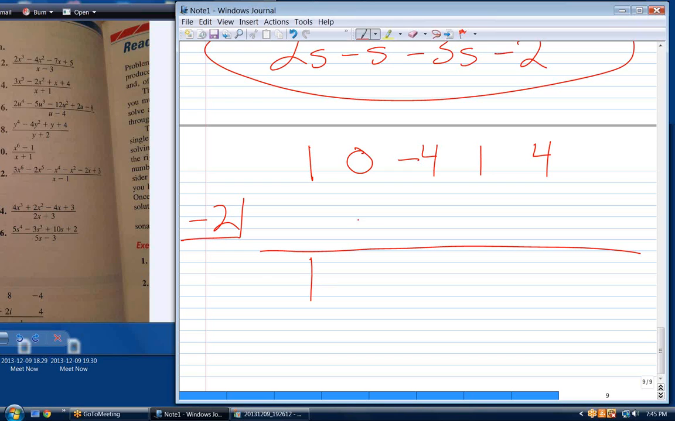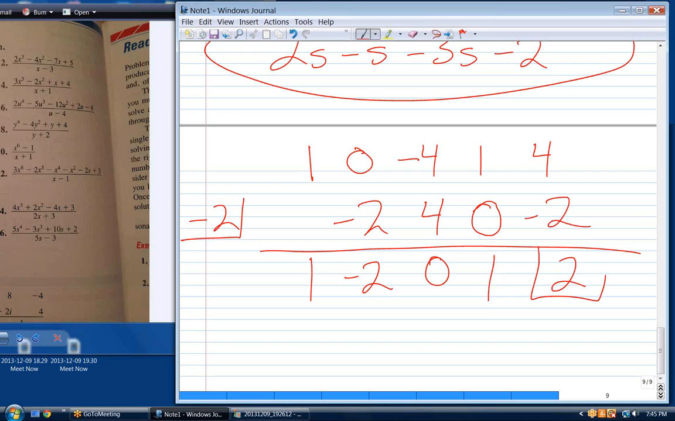Drag the 1 down. -2, -2, 4, 0, 0, 1, -2, 2. So it is y cubed minus 2y squared plus 1 with a remainder of 2 over y plus 2.